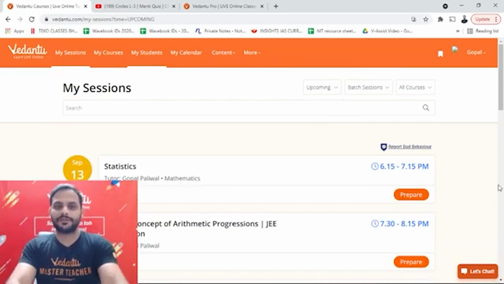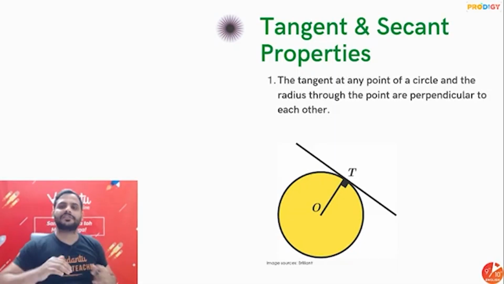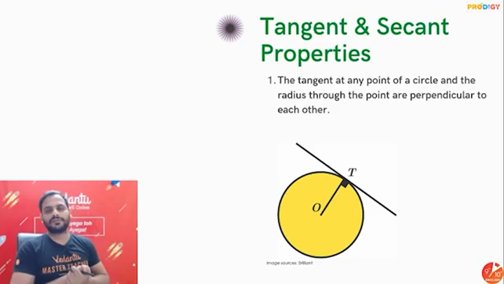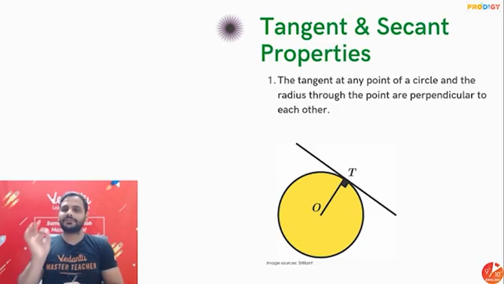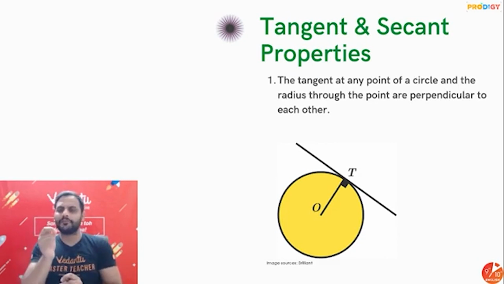All right guys, let's move ahead now with our next thing, that is tangent and secant properties. What is a tangent, what is a secant? A tangent is a line which touches a circle. Easy thing, a tangent touches a circle at one point of contact.